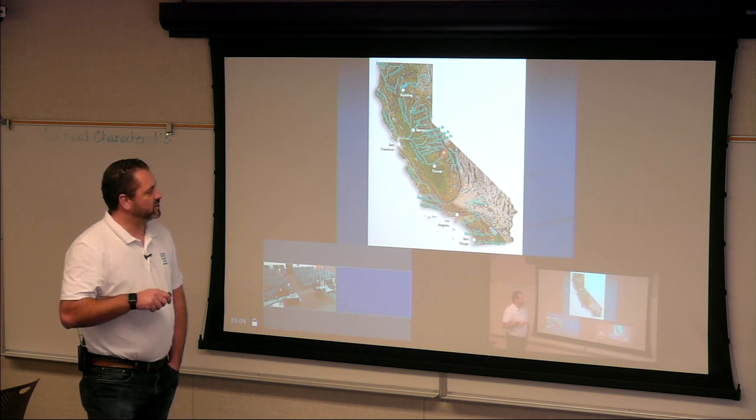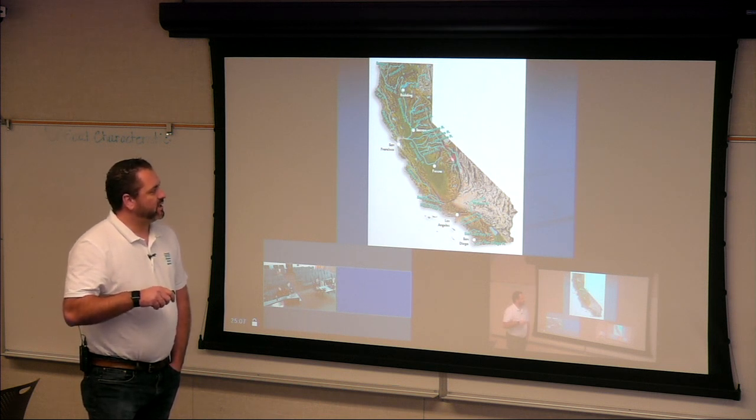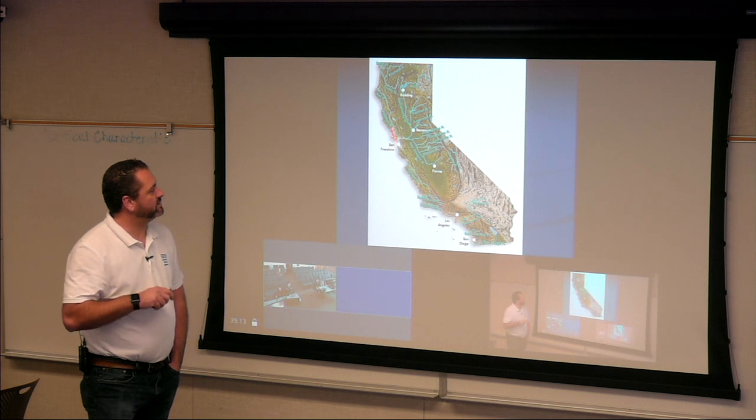But there are some other rivers that flow into the delta from up north, and you have the Klamath River and all these fun rivers.